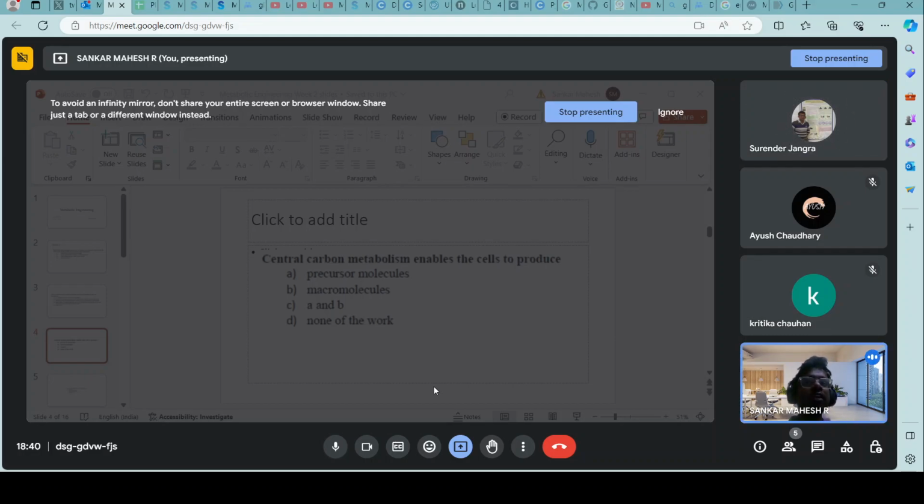So, in a way, central carbon metabolism enables the cells to produce both precursor metabolites and macromolecules. So, option C is actually the right answer because without central carbon metabolism, you'll not have precursor molecules, and without precursor molecules, you'll not have macromolecules. And since both options are here, we can surely say that both options are right.